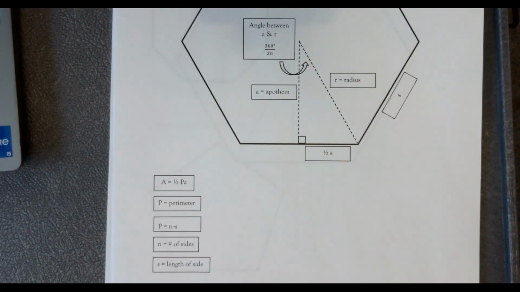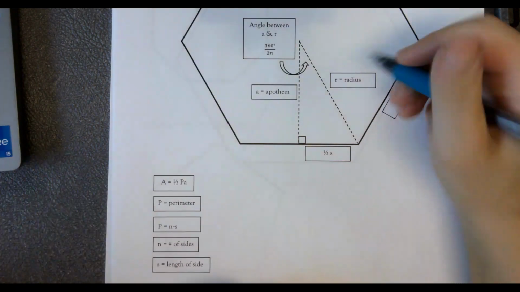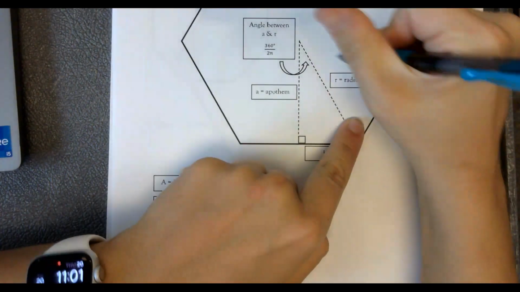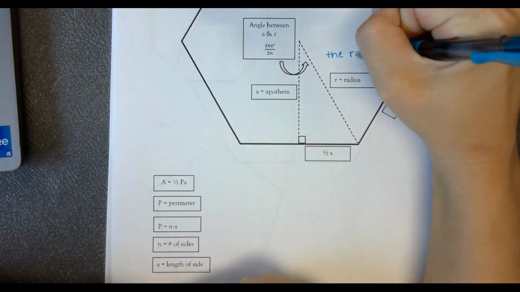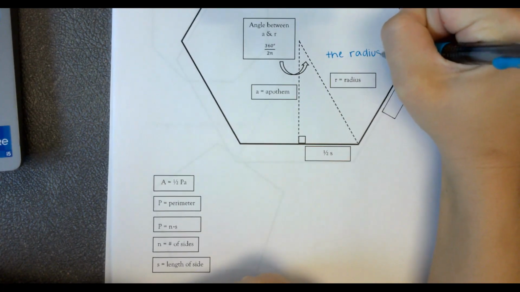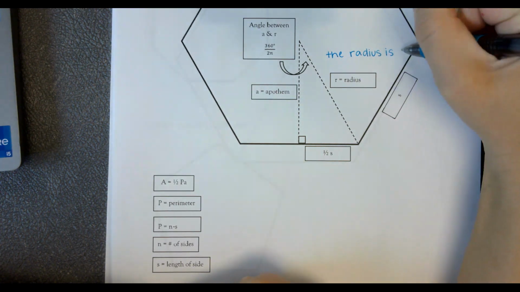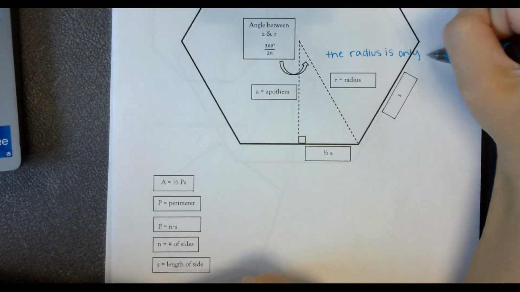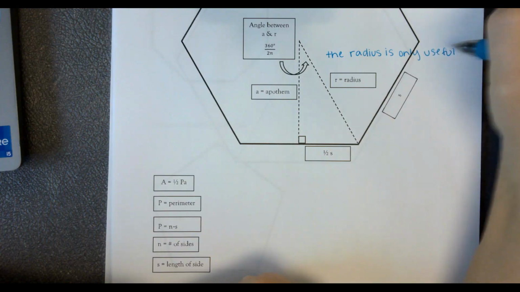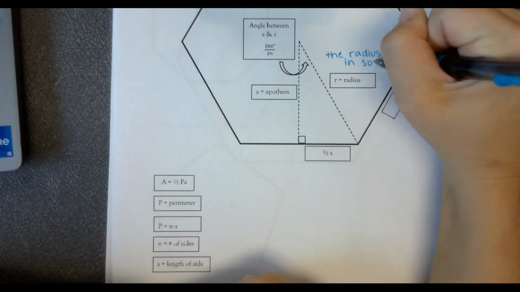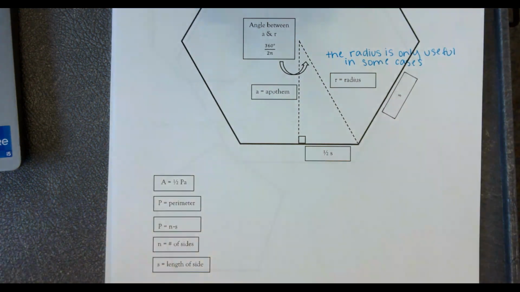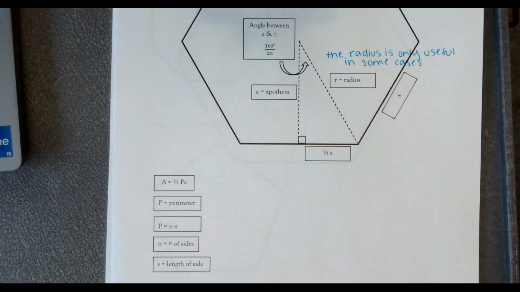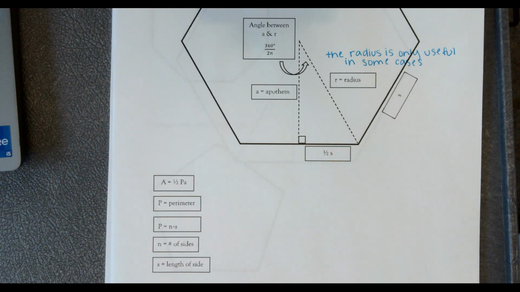There is one thing on this sheet that you don't always need to know, and I should have wrote this, but the radius is only useful in some cases, okay? So that might be useful in cases where we don't know the apothem or the side, okay? So we don't always have to know the radius, but sometimes it can be useful.